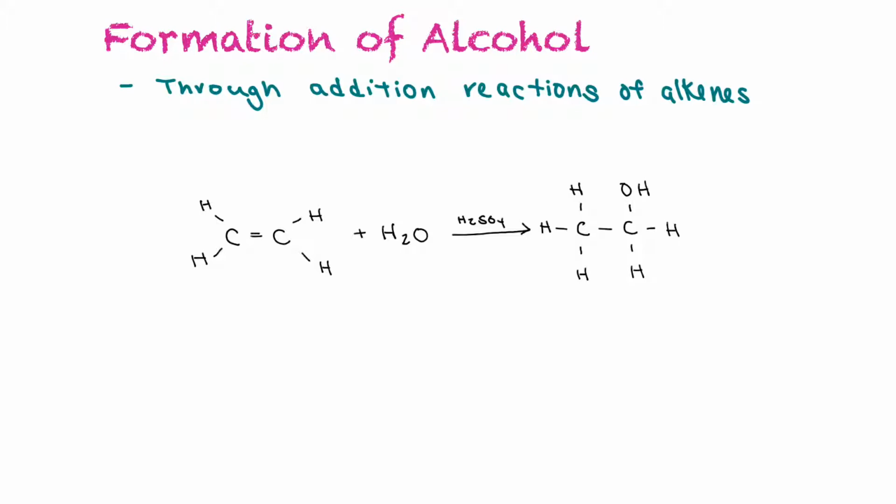So alcohol, as we've learned before, can be formed through addition reactions of alkenes in the presence of a strong acid. So if we had ethene and water, so under steam conditions, in the presence of sulfuric acid, you can make ethanol from ethene. So one of the hydrogens will add to one of the carbons, and then the hydroxyl will add to the second carbon, where that double bond has opened up.